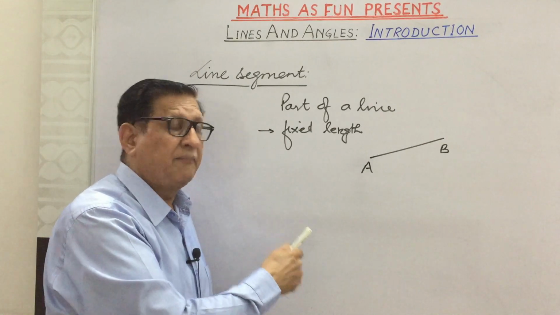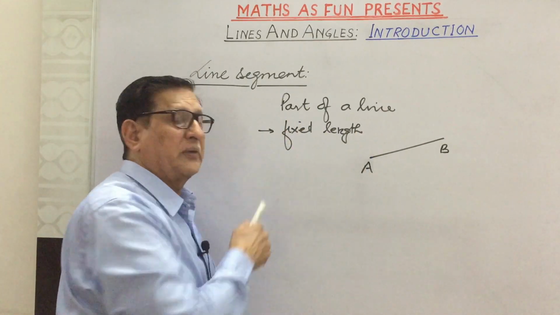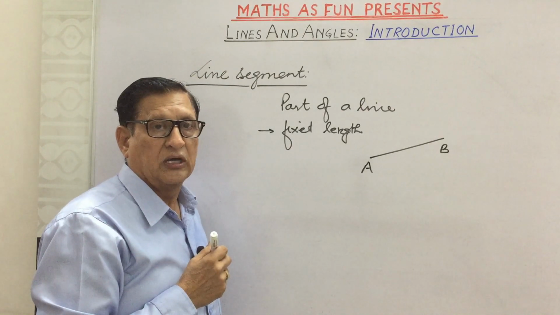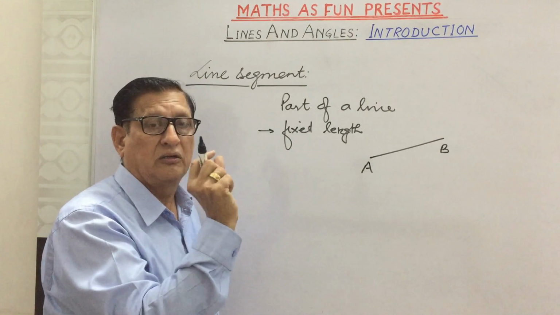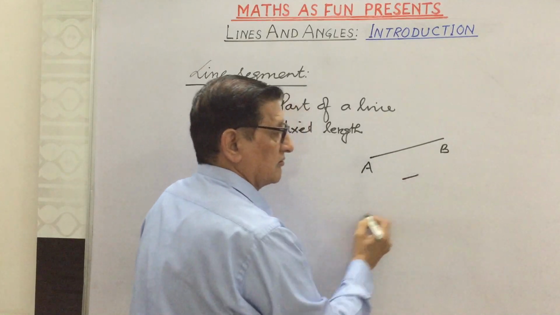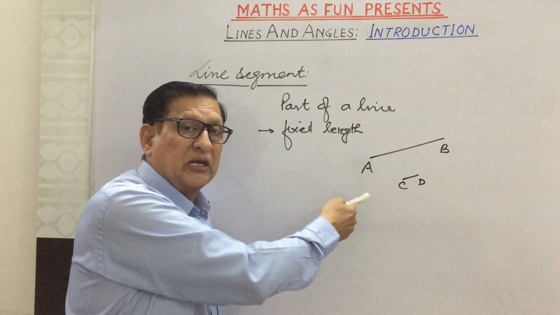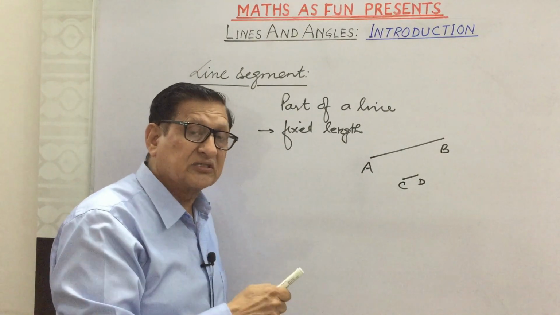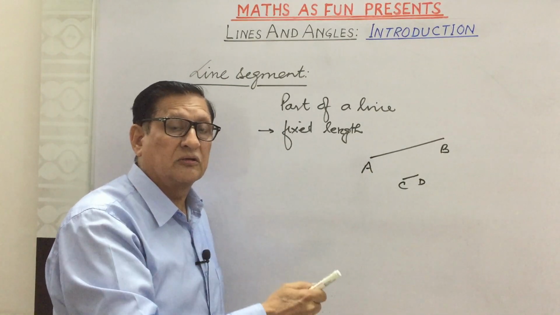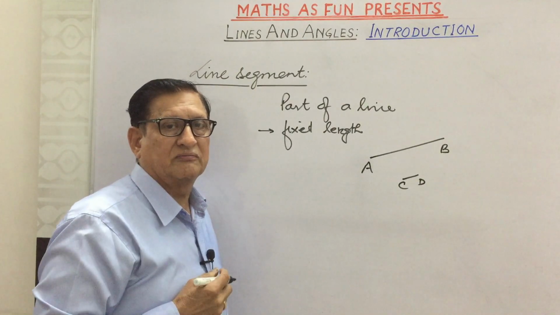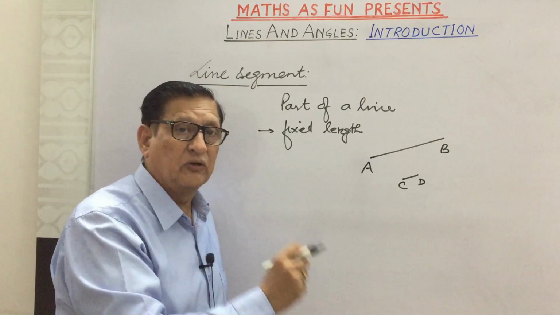Here we can also see that a line or a line segment contains an infinite number of points on it. Even if you take a very small segment like CD, it also contains infinitely many points on it. And that's why we say that the point is the smallest figure, the basic of geometry. That is the beginning of geometry.